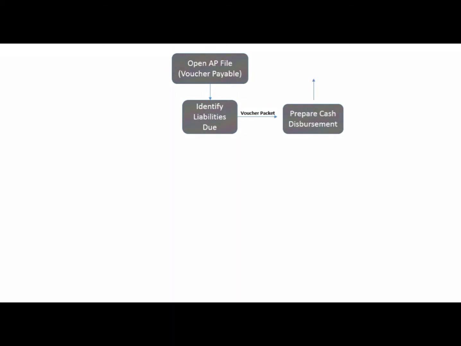Next, the cash disbursement clerk receives the voucher packet and reviews the documents for completeness and clerical accuracy. For each disbursement, the clerk prepares a check and records the check number, dollar amount, voucher number, and other pertinent data in the check register, which is also called the cash disbursement journal.